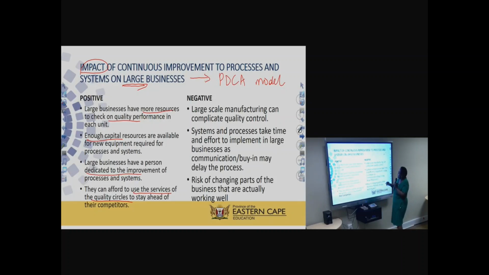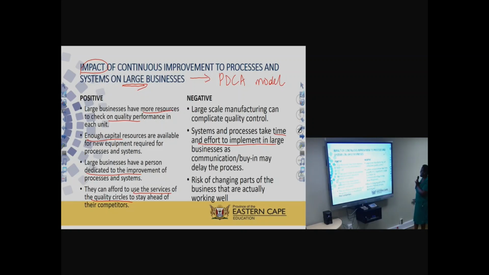It also has a negative impact, because large-scale manufacturing can complicate quality control. When you have a business that is producing on a large scale, that will complicate quality control. You won't be able to do that one. Also, the systems and processes take time and effort to implement. It will take time to change the machine, to buy new machinery. It will use your money.